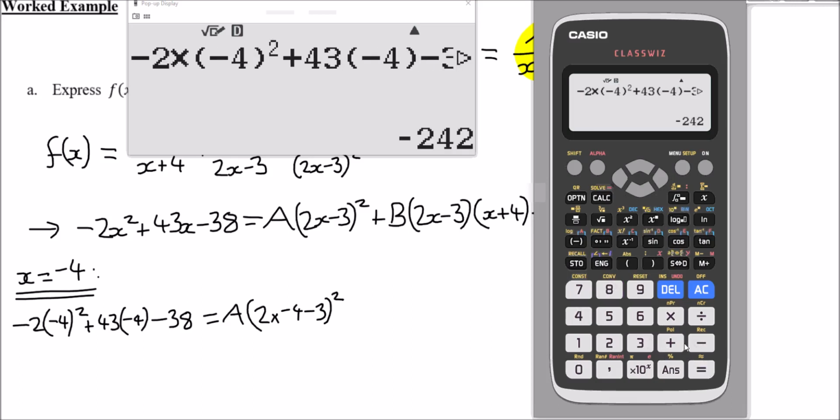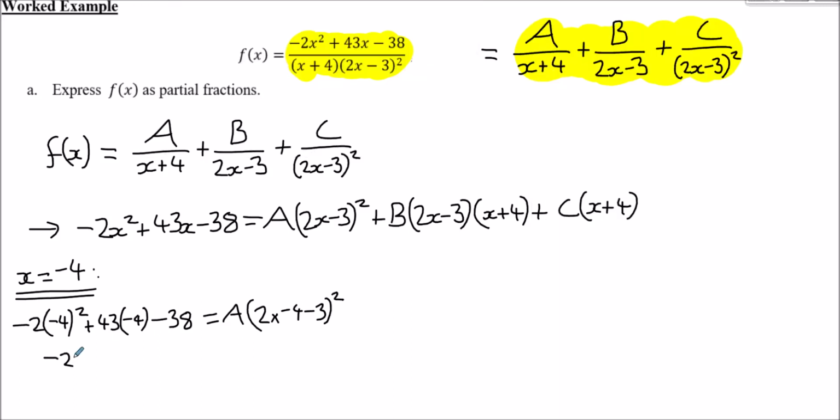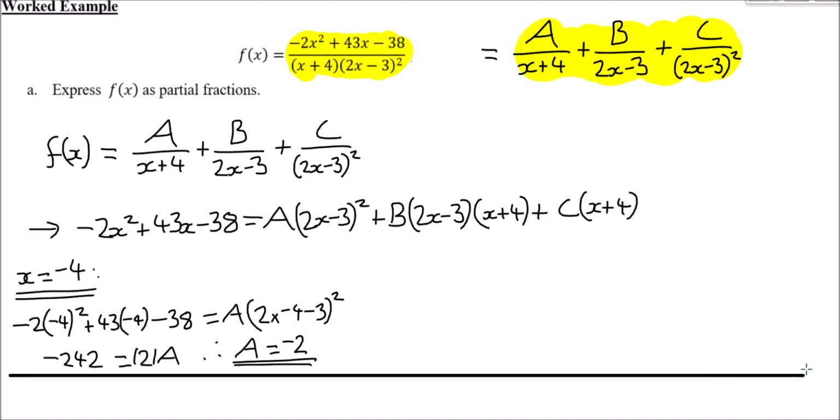So what we've got here is -242. 2 times -4 is -8. Minus another 3 is -11. -11 squared comes out as +121. So we're going to have that -242 equals 121a. Then if we divide through by 121, we'll see that therefore a would have to be -2. So we've got one thing.